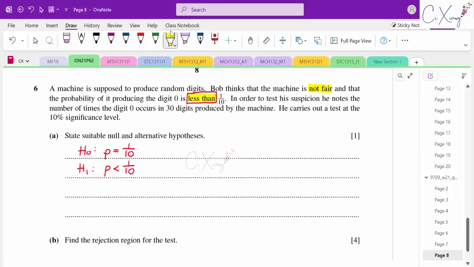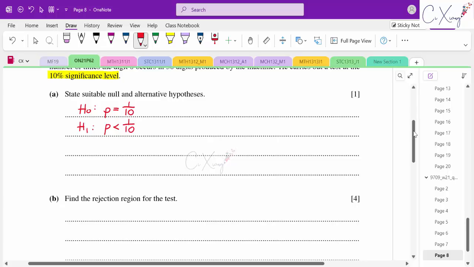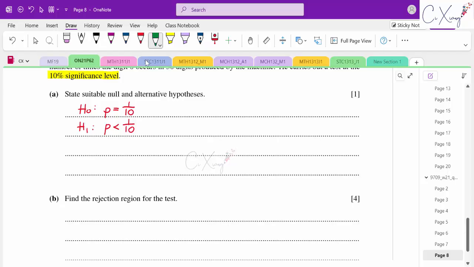Let's have a look at the significance level first. The significance level basically is 10%. 10% means that it is the area, how big the area for the rejection region is. And if you want to find the rejection region for the test, you need to know that when you want to carry out the test for any proportion, the distribution that we are using is the binomial distribution.